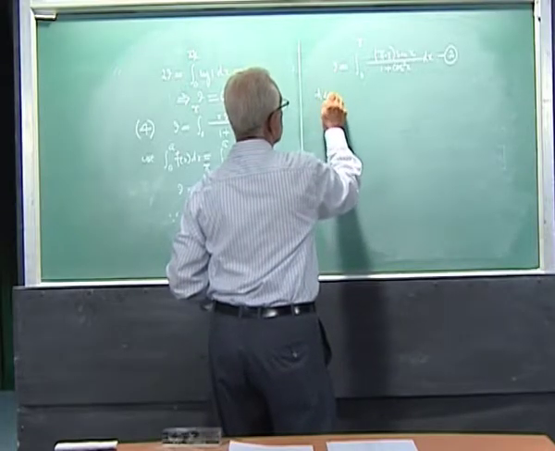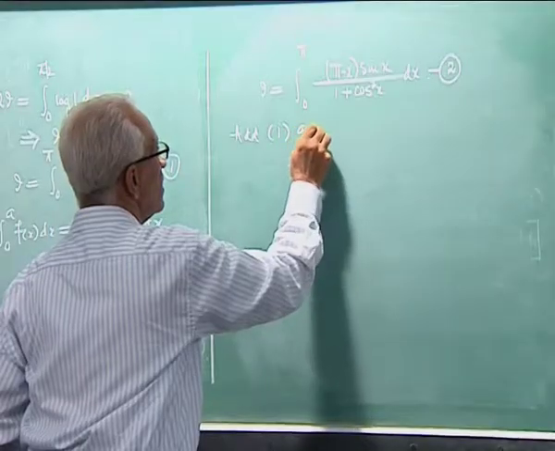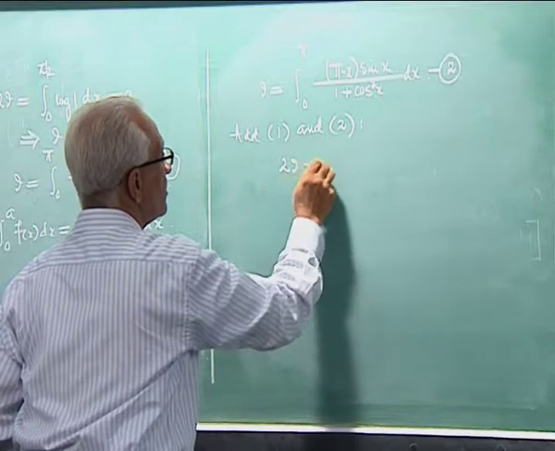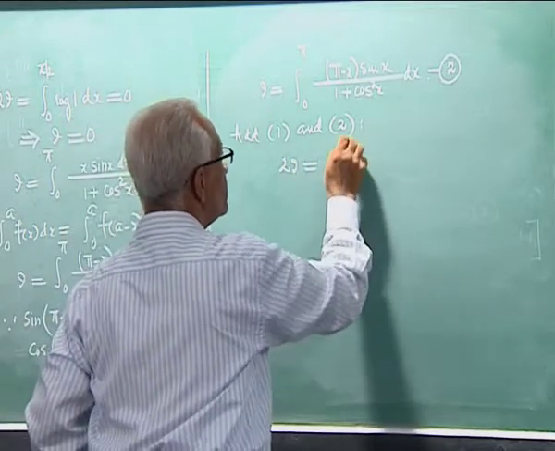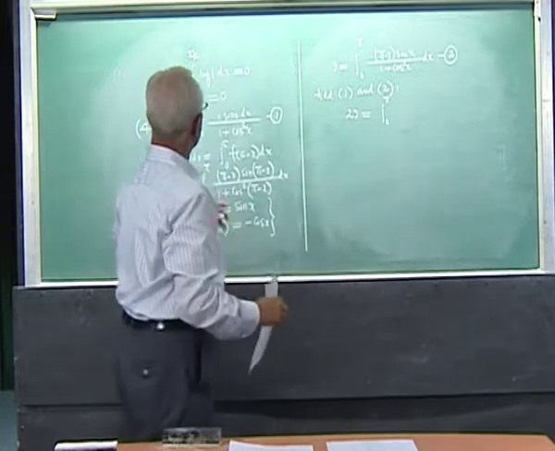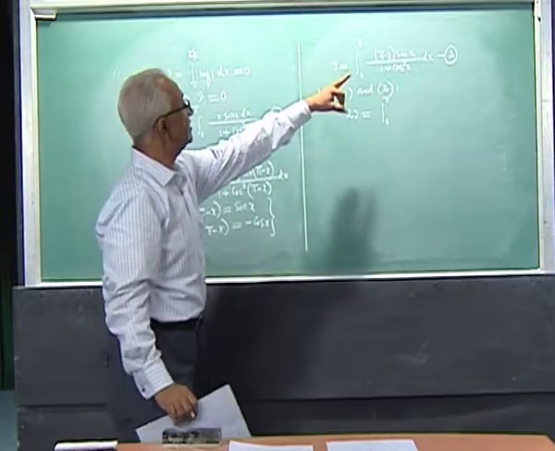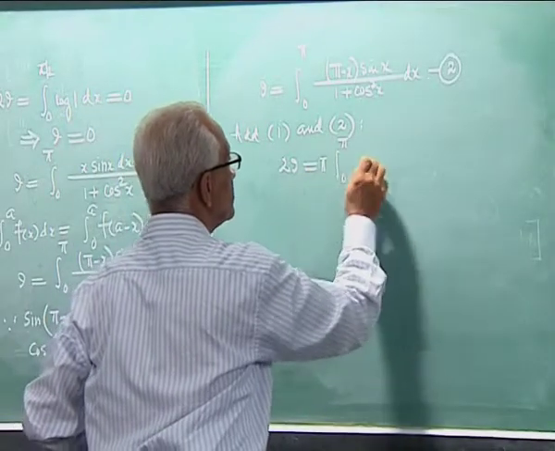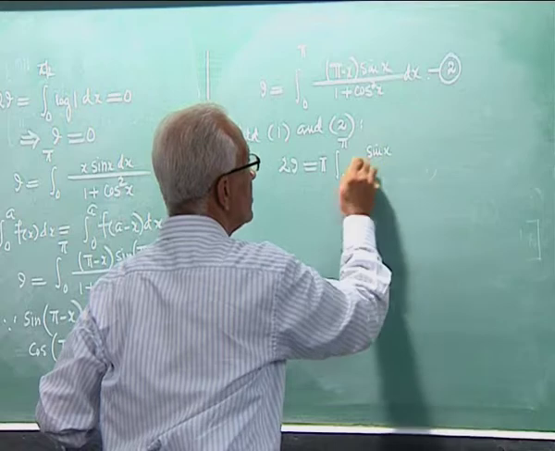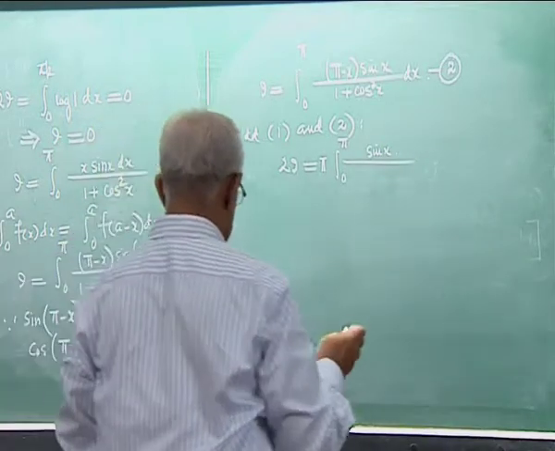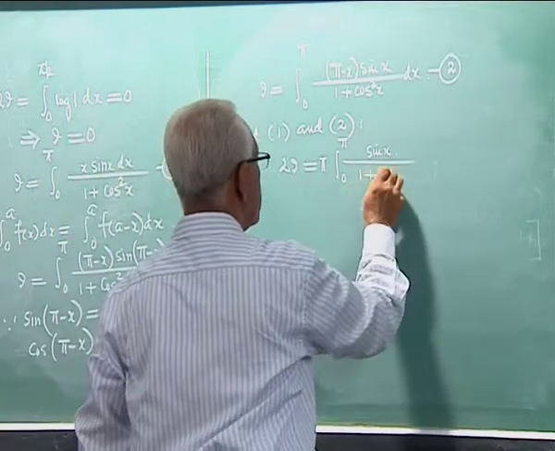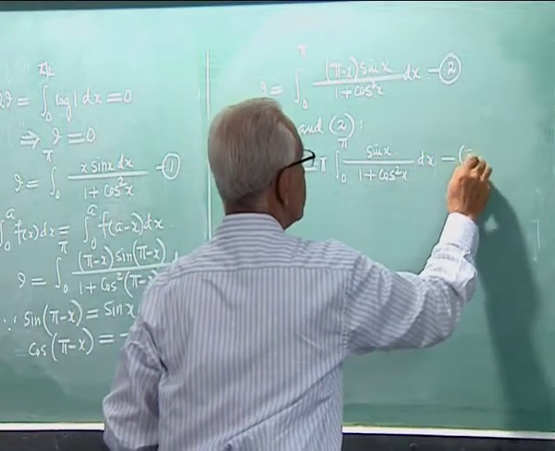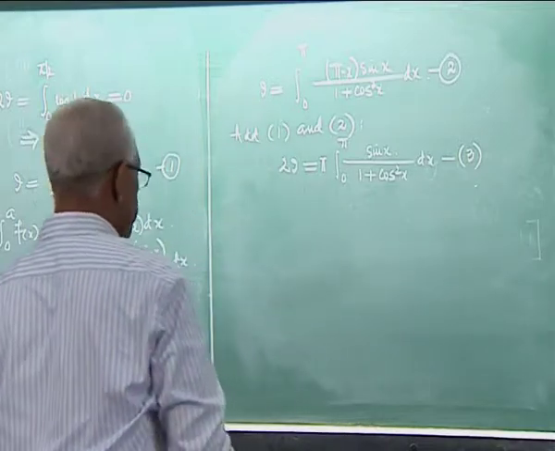So I write here, add number 1 and 2, and therefore 2 times I will become the integral from 0 to pi. As you can see here, this x will cancel with that x, and sin x is taken common, so I'll be having pi sin x, pi is outside, so this will become sin x upon the LCM, 1 plus cos square x dx after adding. So that will be the third.